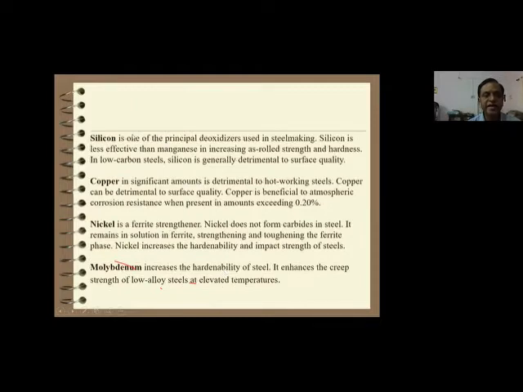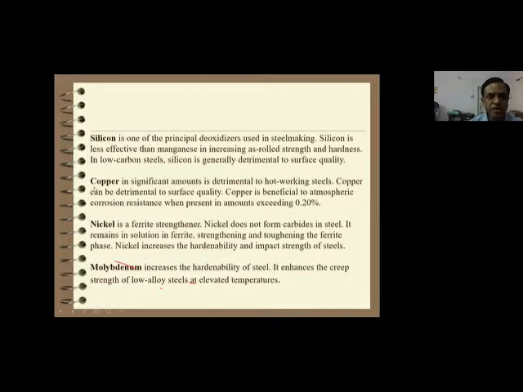Then silicon is added, that is as one of the principal deoxidizer, and that is used in the steel making. Silicon is less effective than manganese in increasing strength and hardness. In low carbon steel, silicon is generally detrimental to surface quality. So normally silicon in the forging, that is in the range of 0.15 to 0.30, that is the normal specified range.